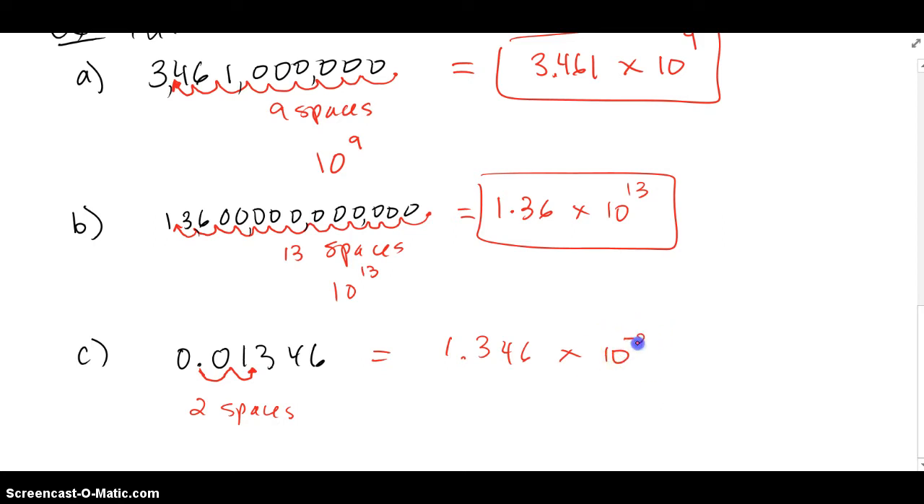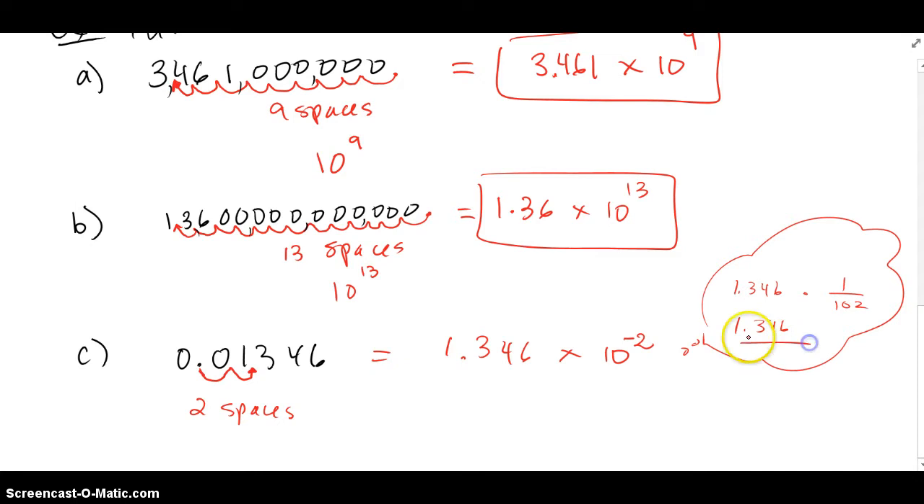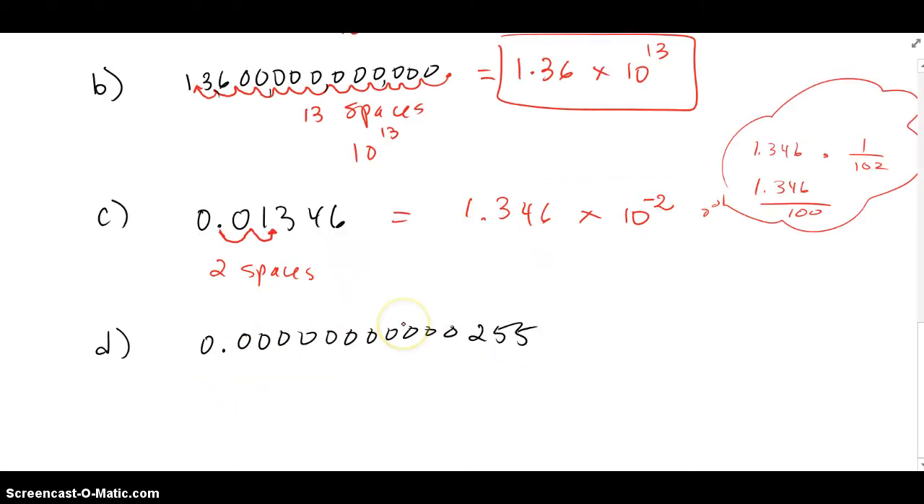To the -2, because I went 2 spaces. And again, if you take your calculator and you evaluate this, it's going to be 1.346 times 1 over 10 squared, which is really 100, so you're looking at dividing 1.346 by 100, and that's going to push back the decimal and get you back to this number. Okay, let's take this number and put it in scientific notation so I clearly see where the decimal is.